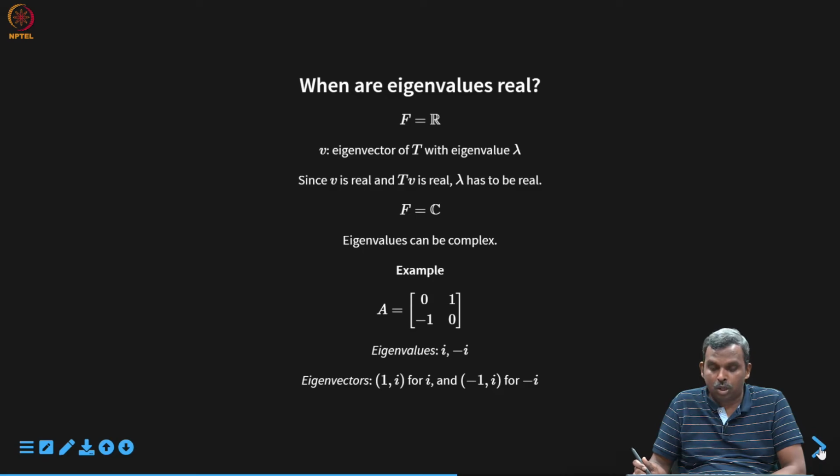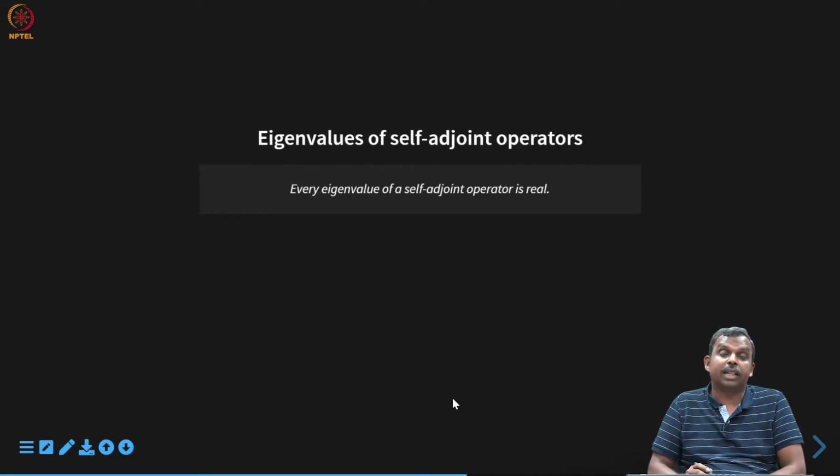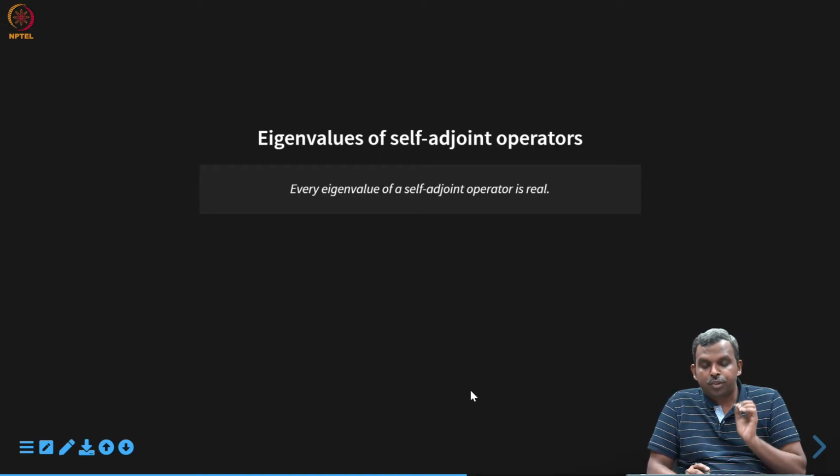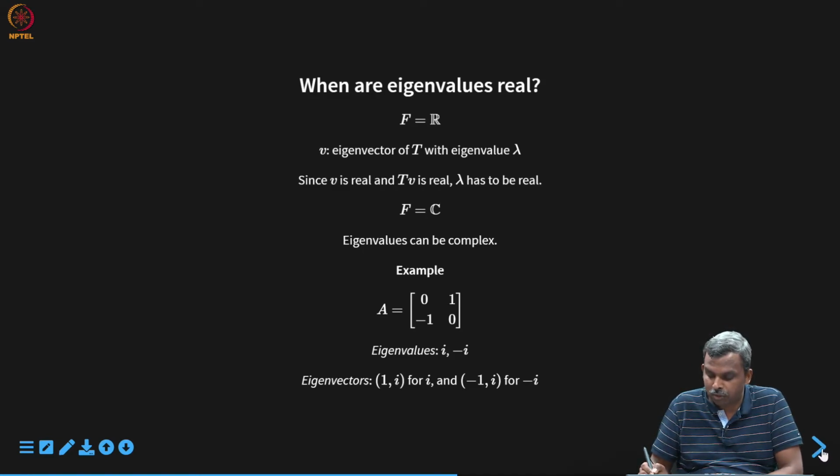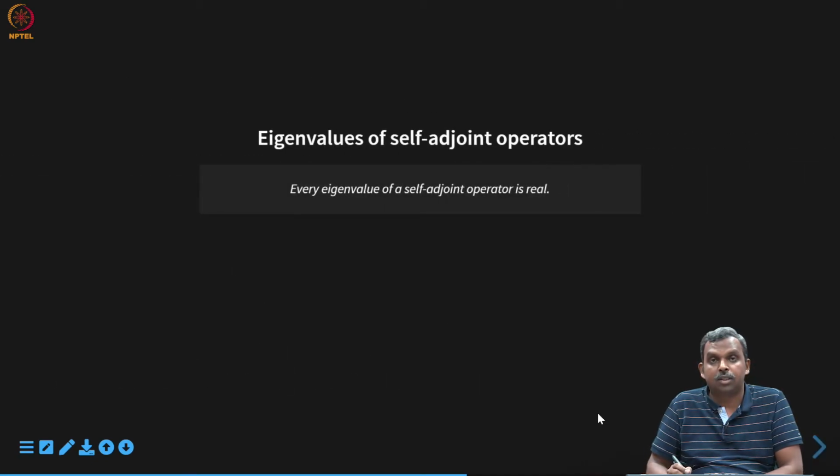So what about self-adjoint operators? What happens if the operator is self-adjoint? It turns out that cannot happen. If the operator is self-adjoint, then every eigenvalue is real. If you go back and look at this example, this is not a self-adjoint operator, right? It's not symmetric, 1 and minus 1. It's sort of like the negative of symmetry. So we saw clearly an example where it was complex. But on the other hand, if the operator is self-adjoint, then every eigenvalue has to be real.